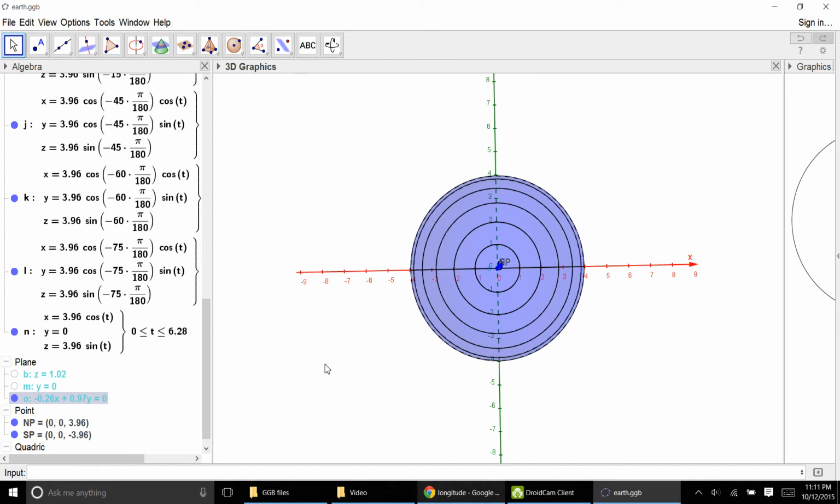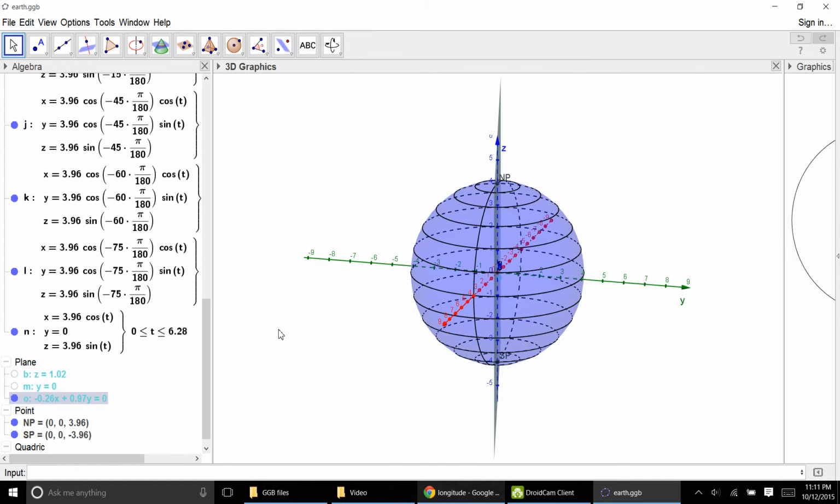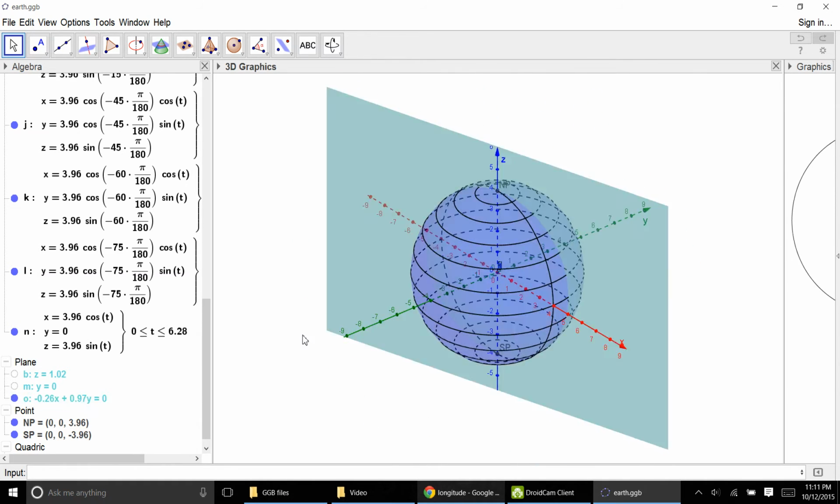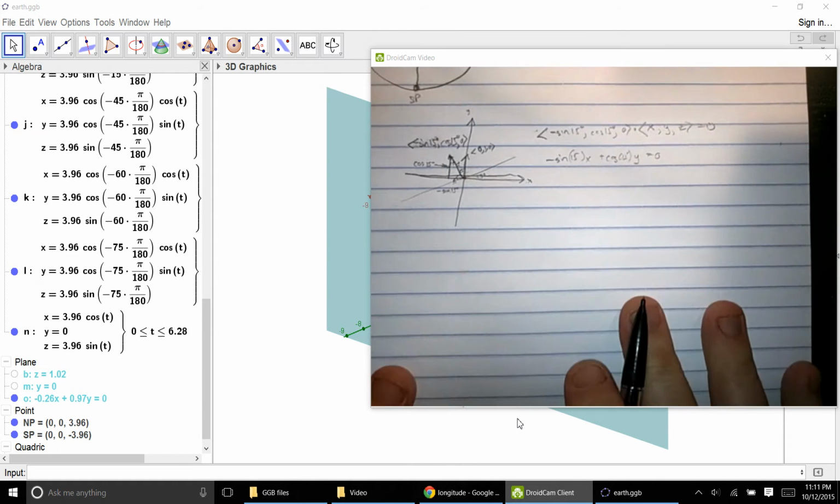Okay, it created a plane, and that is exactly the plane we want. Now, it creates this circle, right? How do we parameterize that? Now, it's much the same way as we parameterized the others.